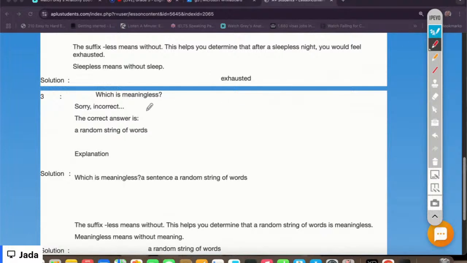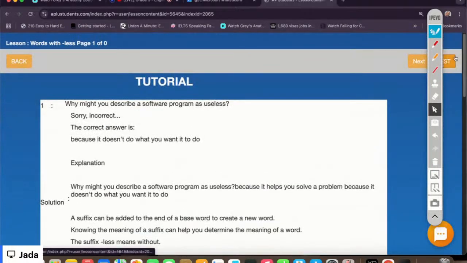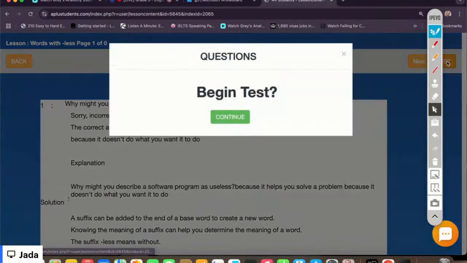Which is meaningless. We have meaning, which is a word on its own, and once you add less, it becomes without meaning, so meaningless. It would be what? A random string of words. It's meaningless because it doesn't have any use. Okay, so move on to the test and you can share your answers with me.